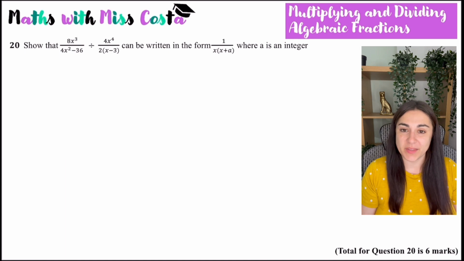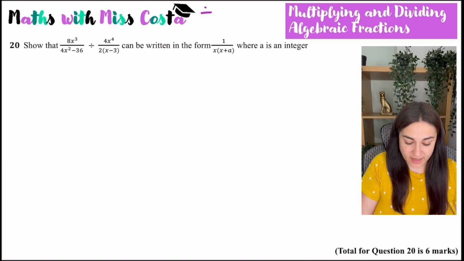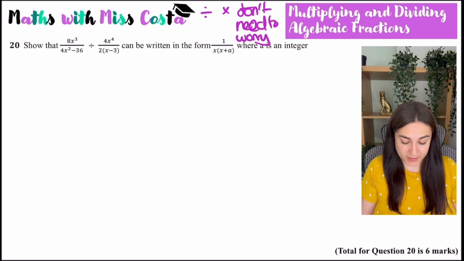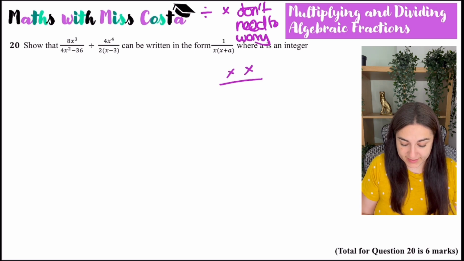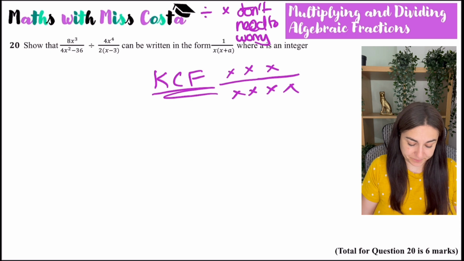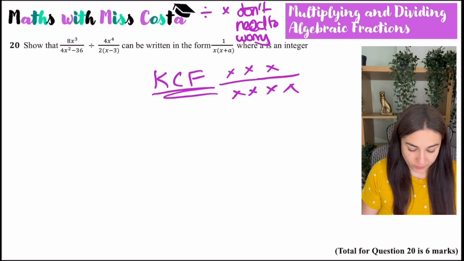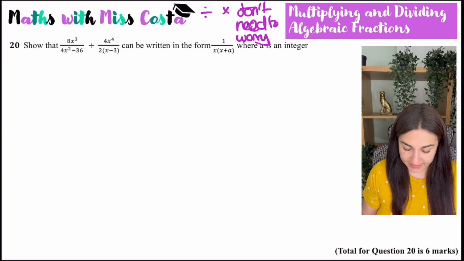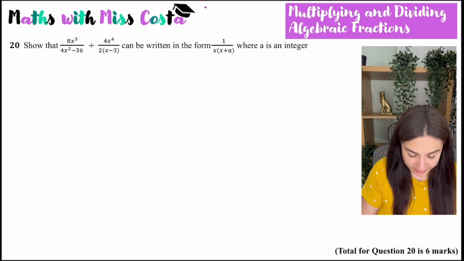This time it's division. So with adding and subtracting, you need the same denominator. With division and multiplying, you don't need to worry about denominators. All you need to know is for multiplication, you just multiply the numerators together and you multiply the denominators together. And then for division, you remember keep, change, flip, and that's it. So show that this can be written in that form. So all we're going to do is keep the first fraction as it is, change the second fraction.